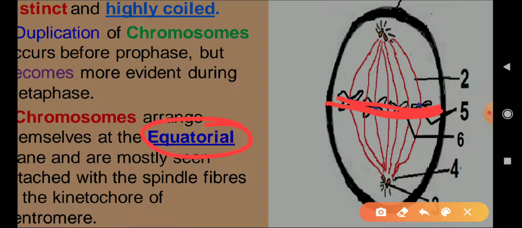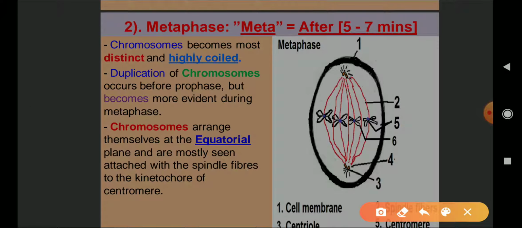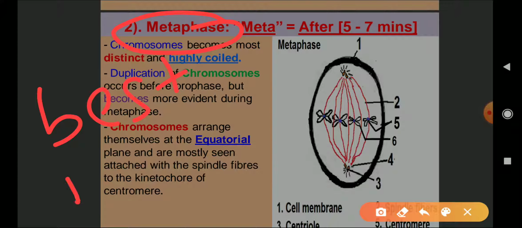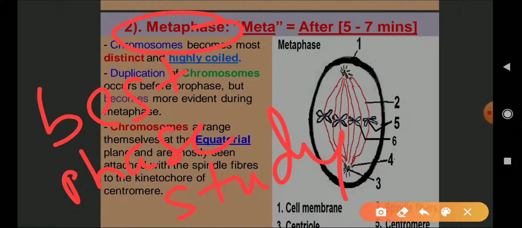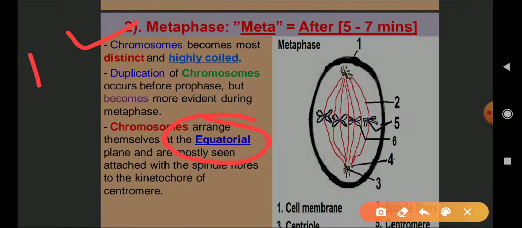Which is the best phase to study chromosomes? Metaphase is the best phase to study chromosomes. Why? Because all of them are aligned. All the chromosomes are aligned in the equatorial region.